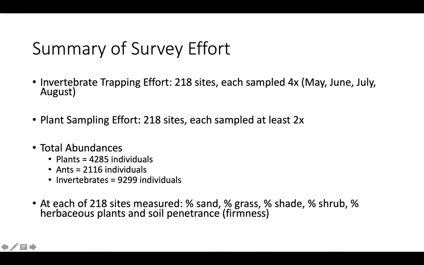And then for each of these 218 sites, within the circular quadrat, we measured some aspects of what you can think of more like the abiotic environment. So what was the ground cover like? How much sand was there? How much coverage did we have with different types of vegetation, which can be important for defining things like soil temperatures and humidities. And then again, at each site, we measured how firm the sand is with a special device called the penetrometer.